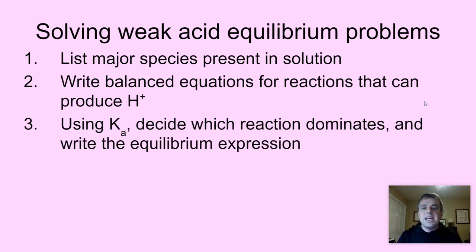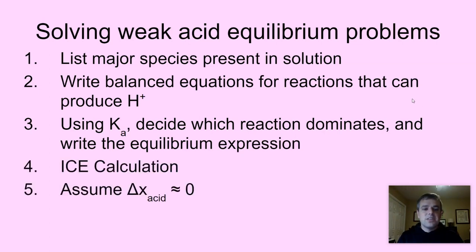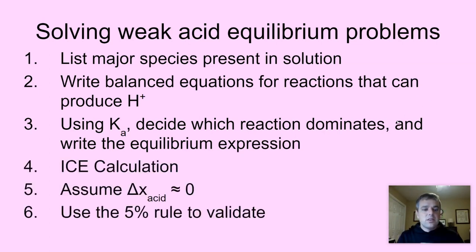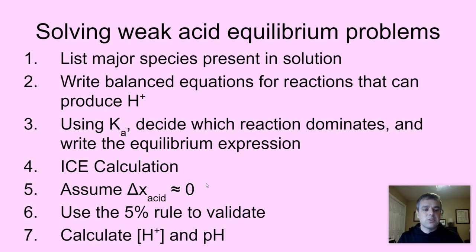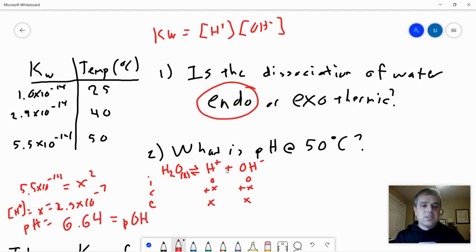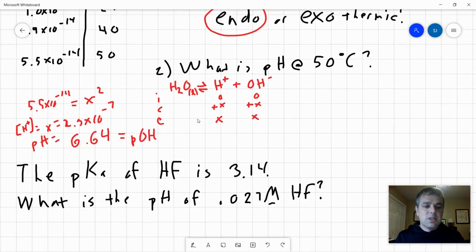Using your values of Ka, decide which reaction will dominate and write the equilibrium expression. That would be the one with the largest Ka if you had a mixture of acids. You'll do an ICE chart calculation where we will assume that the change in concentration of the acid is approximately equal to 0 using our 5% rule, and then we'll calculate the H plus and the pH. Now I will walk you through a sample calculation at this point in time.